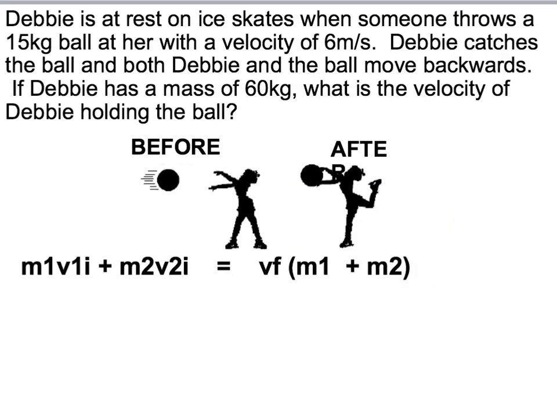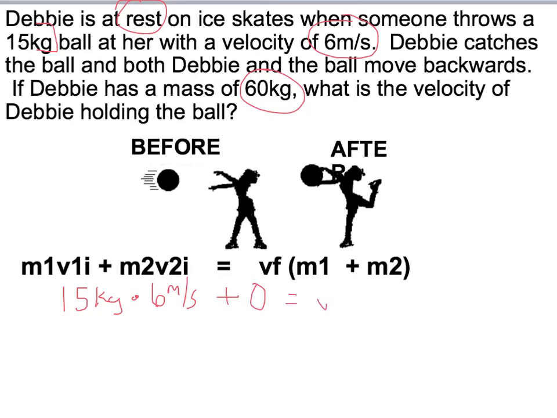Let's identify some key things from the problem. So we see that the ball is 15 kilograms, and we see that it was thrown at her with a velocity of 6 meters per second. Debbie's at rest to start with, and she has a mass of 60 kilograms. That's enough to get going on this. Alright, so we have the ball has a mass of 15 kilograms and its initial velocity is 6 meters per second. Since Deb is at rest, her initial momentum is 0.